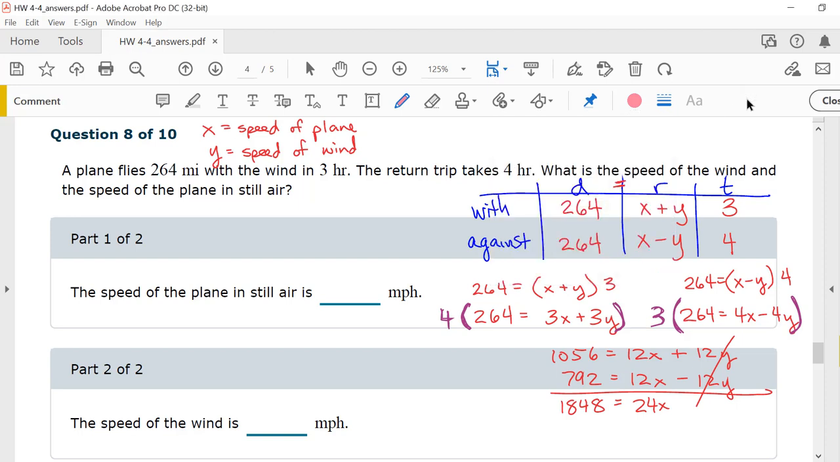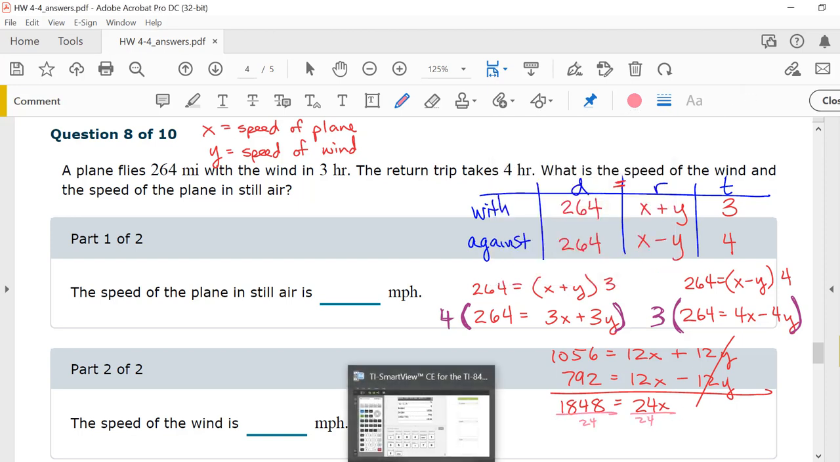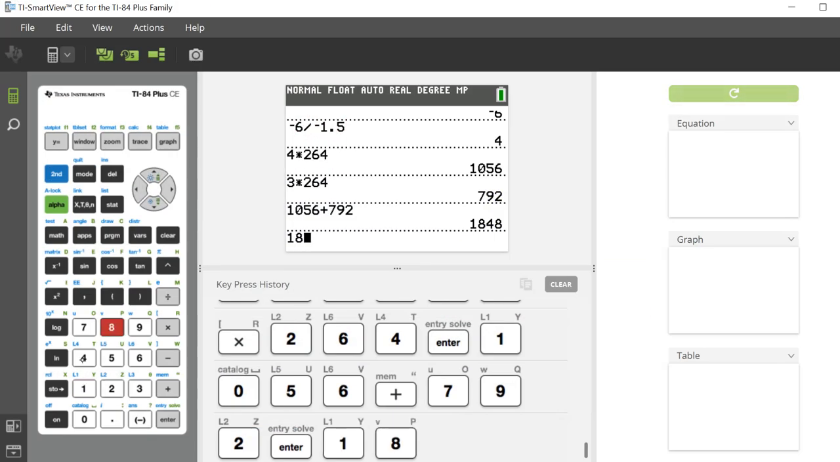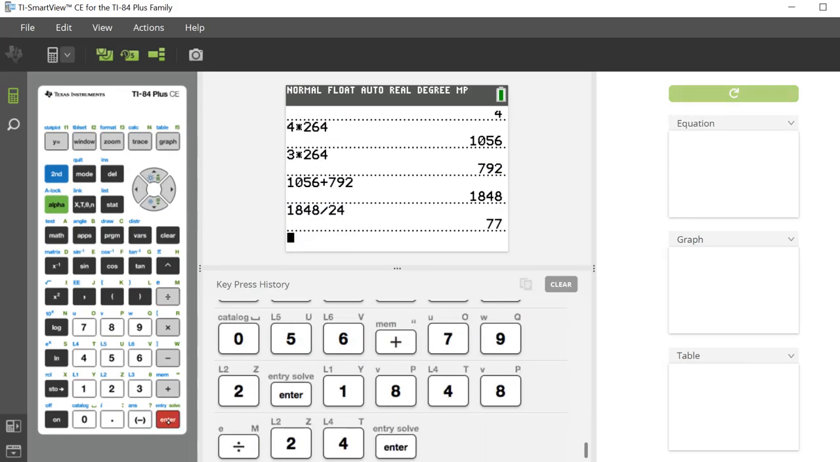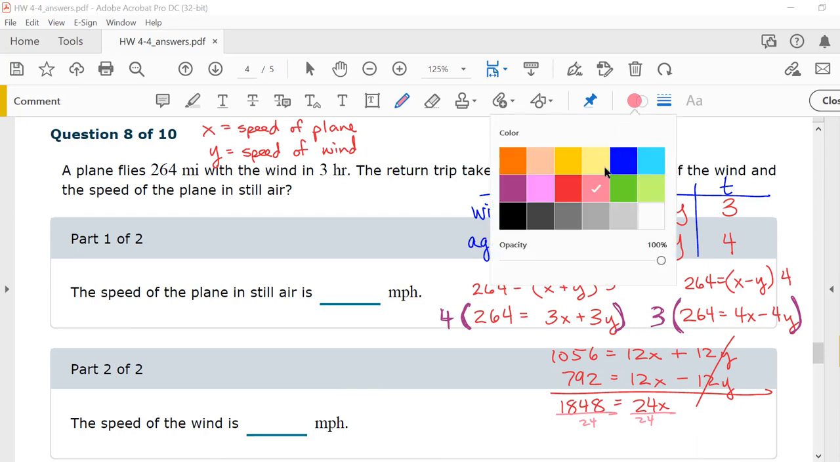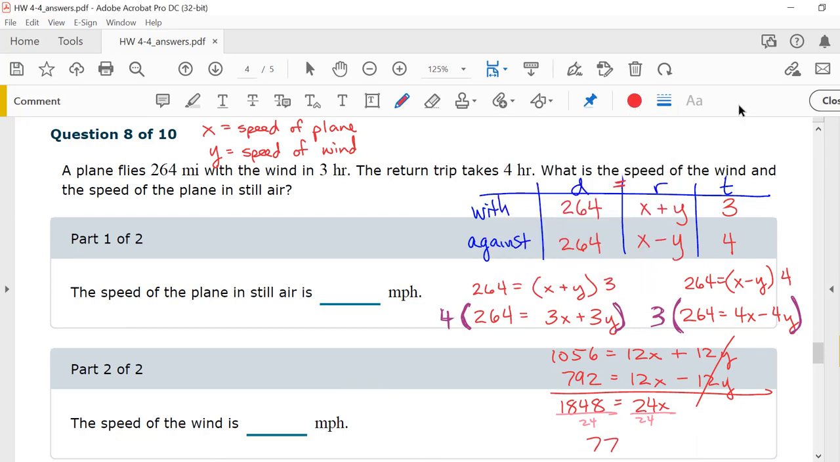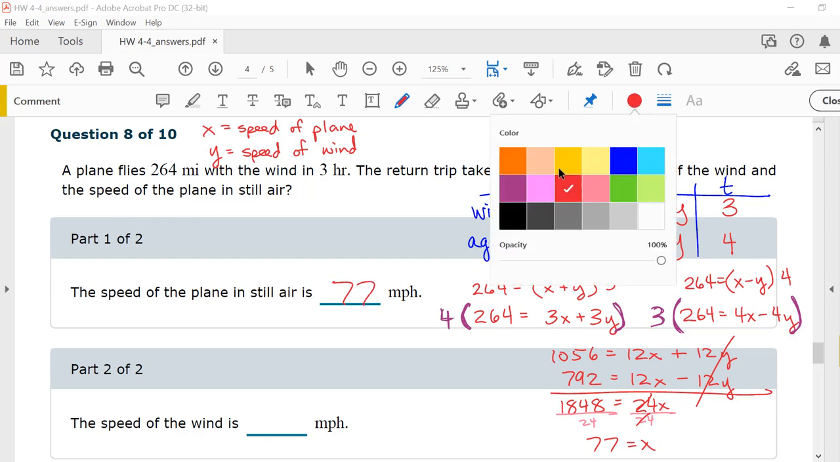Dividing both sides by 24, 1848 divided by 24 is 77 equals x. So x was the speed of the plane. So the speed of the plane is 77 miles per hour. Now let's go find the speed of the wind.